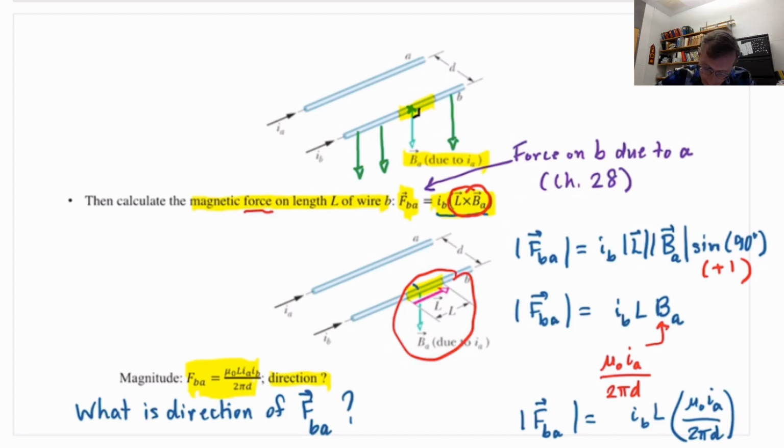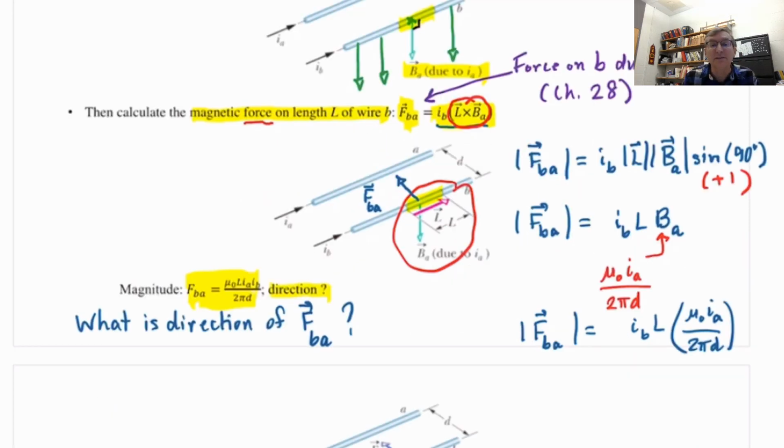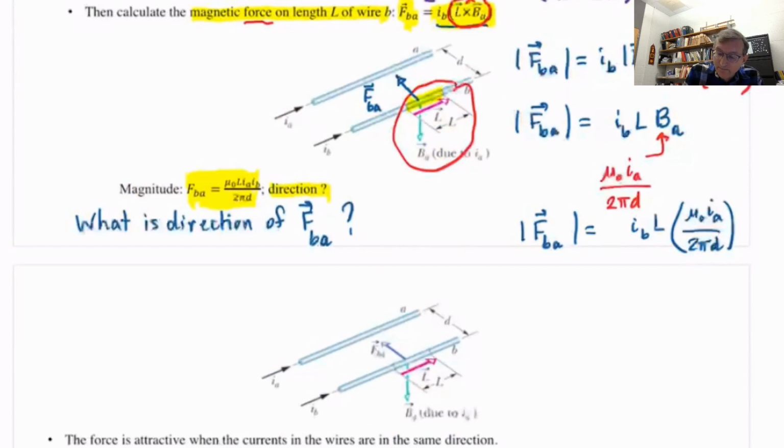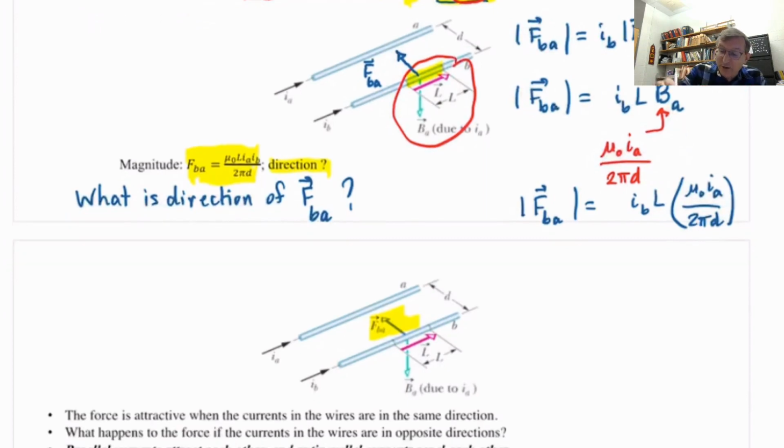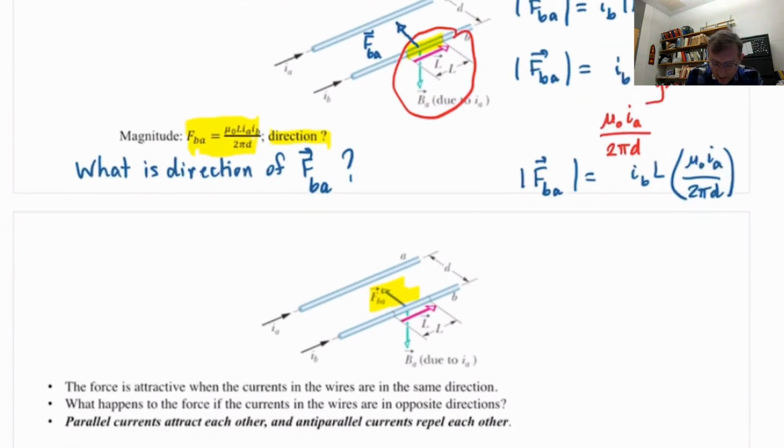Okay? That way. Directly towards. That's the direction of the force on B due to A. There it is. See it? Well, that means if the force on wire B is directly towards wire A, that would be an attractive force. Okay? Wire B experiences an attractive force towards wire A. So the force is attractive whenever the currents in the wires are in the same direction. See here? IA and IB, same direction. And the force on B due to A, towards A. That's an attraction.